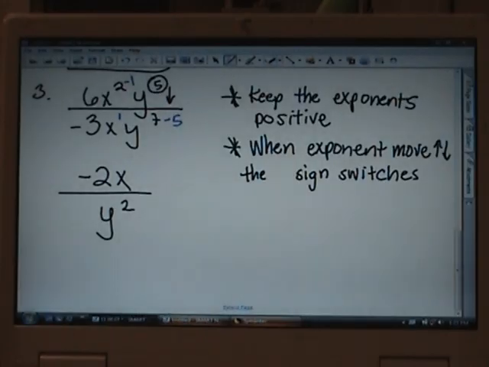Why'd you put the fraction? Why couldn't you just put negative 2x and y to the negative? Well, if you don't put the y to the second in the denominator, then it would be negative 2x y to the negative 2. And you don't want your exponents negative, for the most part.